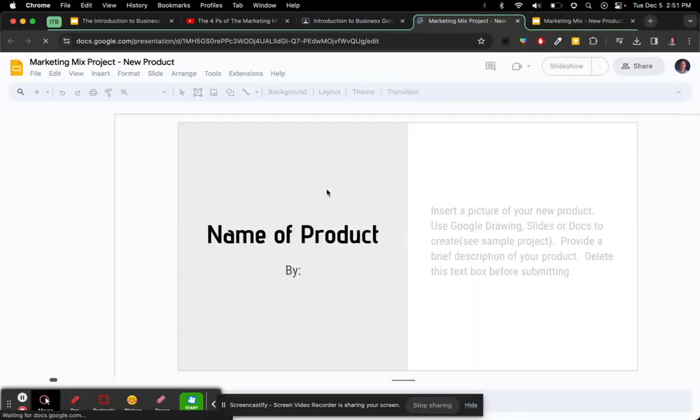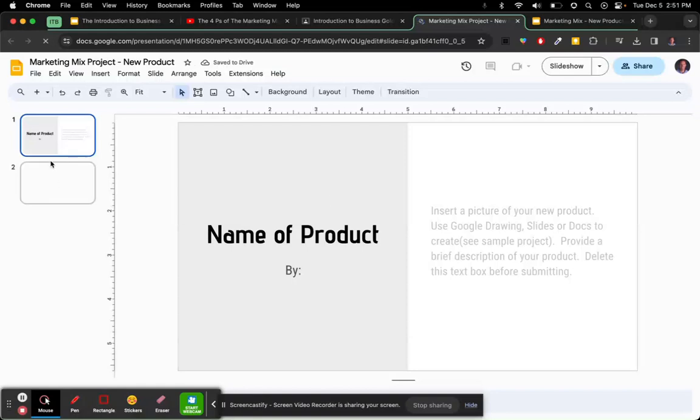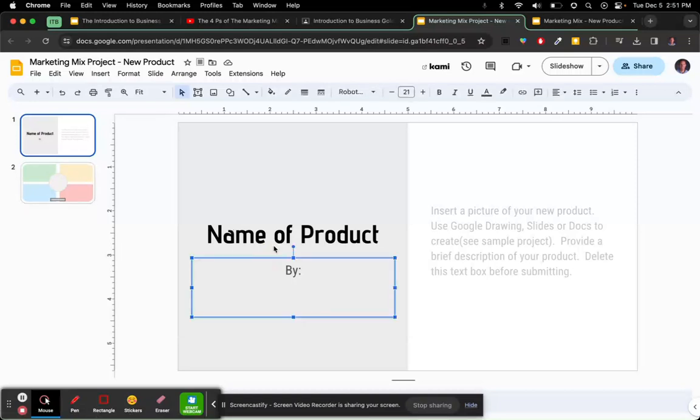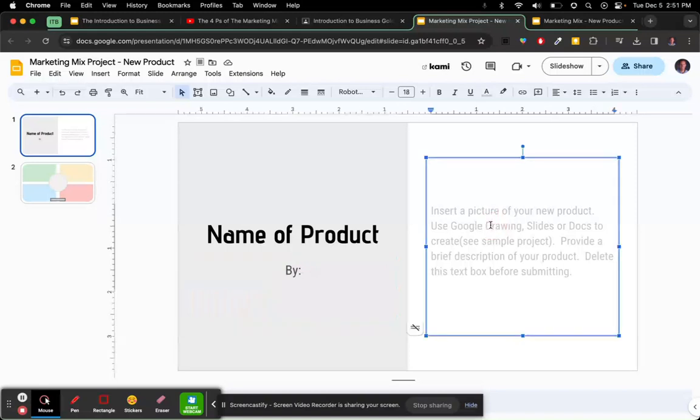So when you're done with that, again, you'll hold on to that paper. You're going to create a digital copy of your marketing mix, but also a sample of what your product might look like. Okay, so you'll fill in the name of your product here. You'll put your name on it, and then over here, you'll insert a picture of your new product.